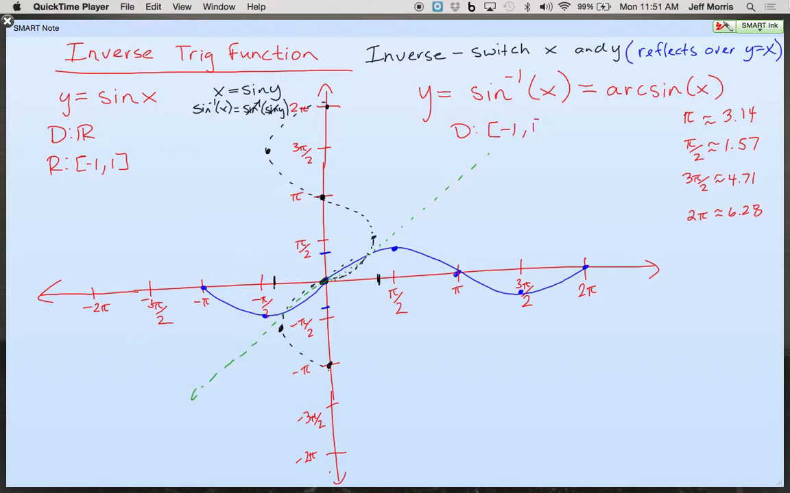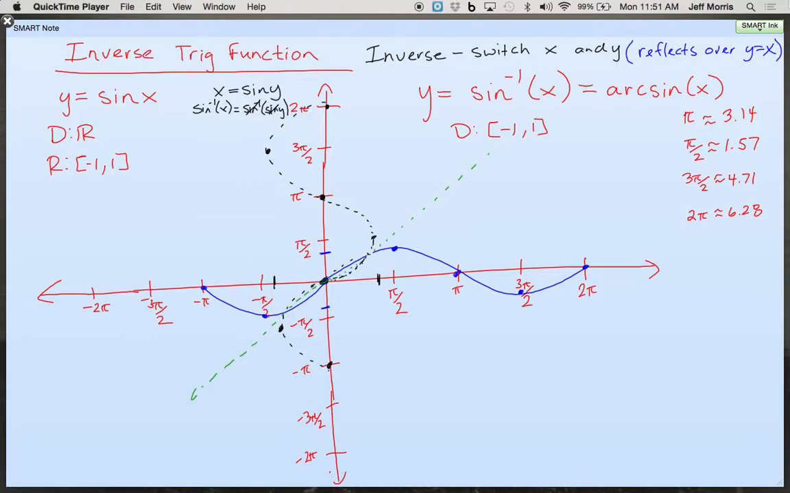Get your calculator out right now. Here we go. Type in inverse sine. It says domain's negative 1 to 1. What that means is that you can only do the inverse sine of values between negative 1 and 1.